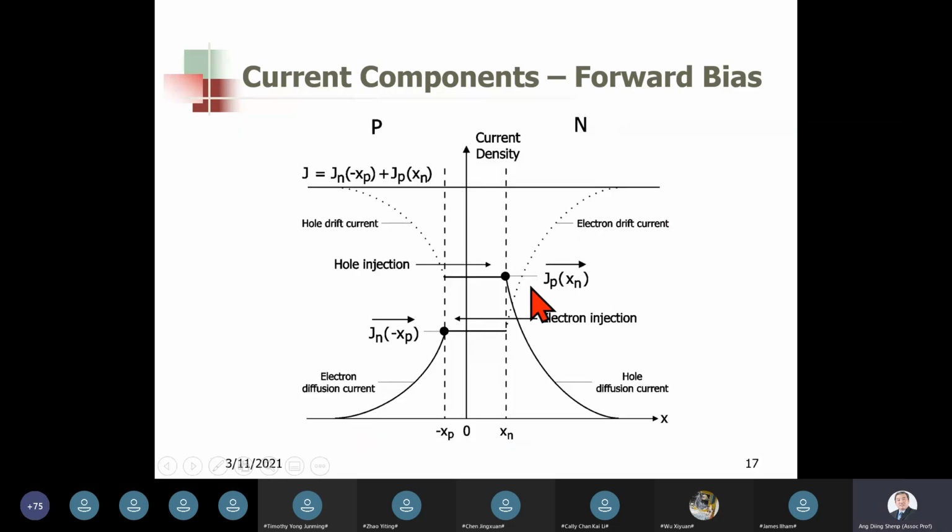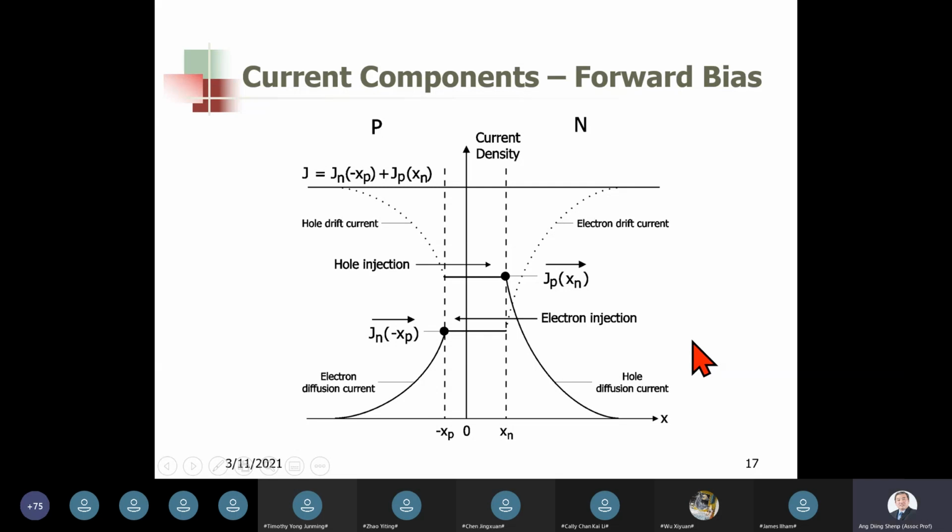Now, at this point, I want to clarify why I put this value to be higher than this. There is no reason, it is simply arbitrary. Of course, you can have the electron diffusion current at the edge of the space charge region to be higher than the hole diffusion current. Okay, so don't be too concerned about this difference. It's arbitrary.